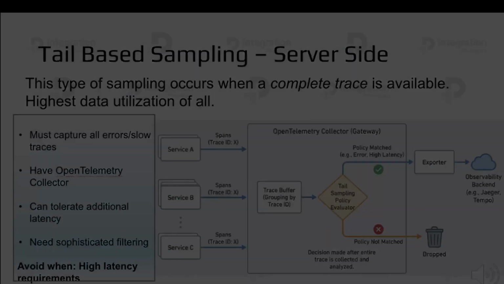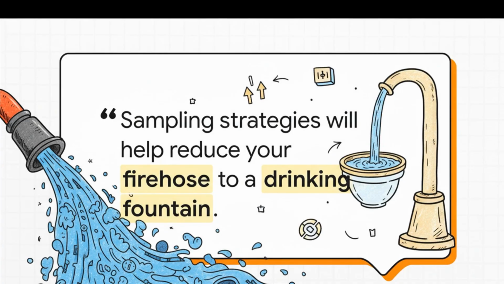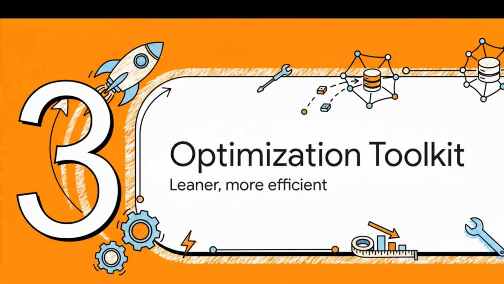Whether you use head, rate, or tail-based sampling, you're transforming that overwhelming data hose into a manageable, useful drinking fountain of valuable insights. So let's bring it all home and do a final review of your new optimization toolkit. These are the key strategies you can start using right away for a much leaner and way more efficient OpenTelemetry implementation. Here are the key takeaways.